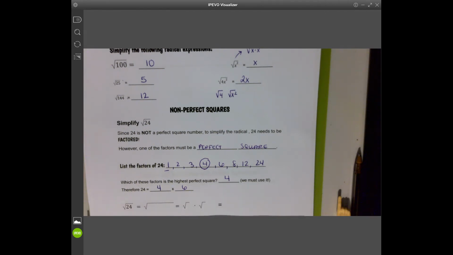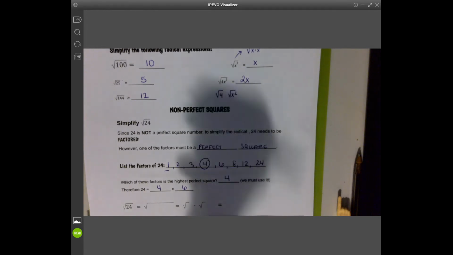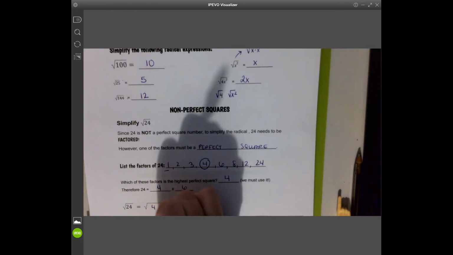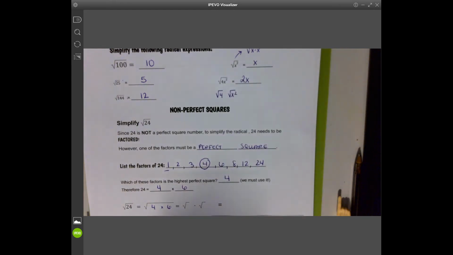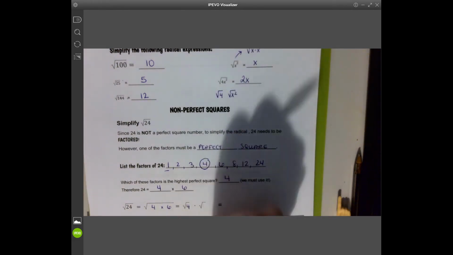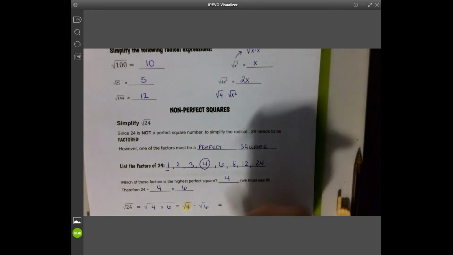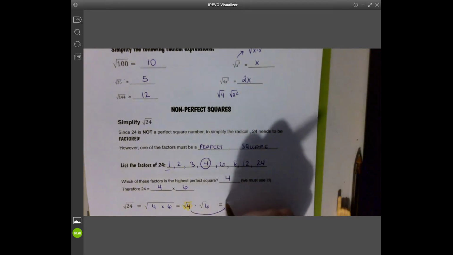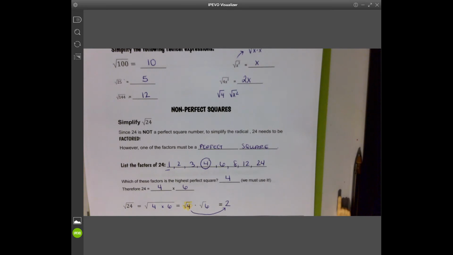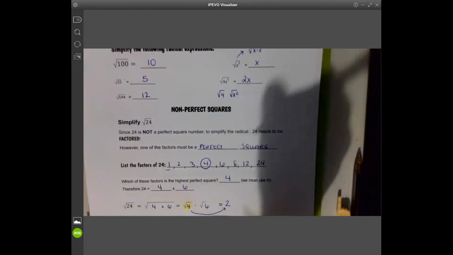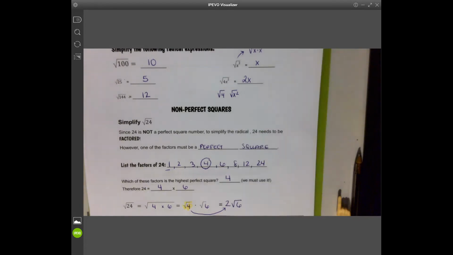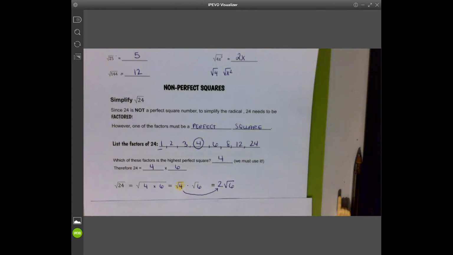So because we have the square root of 24, I could break it into our factors. I could say 4 times 6. So then I could say, well, I have the square root of 4 and the square root of 6. The square root of 4 is our perfect square. It is the highest perfect square in that number. So we know the square root of 4 is 2. The square root of 6 cannot be reduced any further, and it will stay square root of 6. So the square root of 24 equals 2 square root of 6.